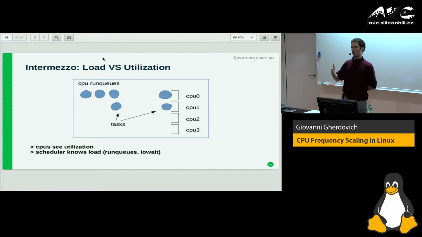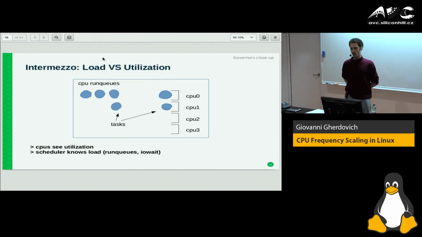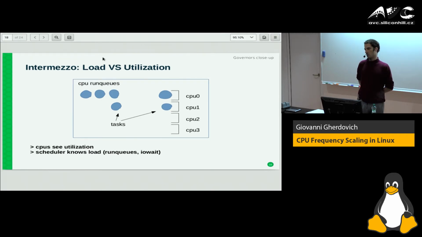So utilization is what the CPU sees, and the CPU only knows what it's doing now and what it's doing in the past. It cannot know that the scheduler has plans for the future. So the CPU in this situation will tell you that the utilization is 50% because we have 4 CPUs and 2 are working. But the scheduler knows something more. The scheduler knows that there are run queues that are full of tasks that are going to be run on these CPUs. So this is the load of the system, which is a more complete picture of what's going on.